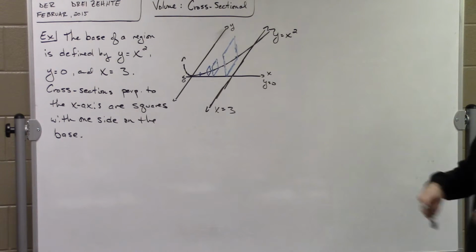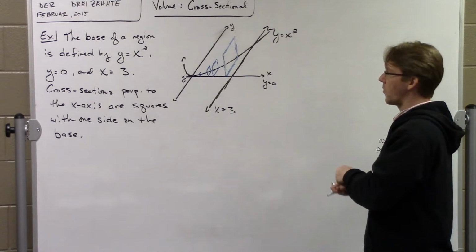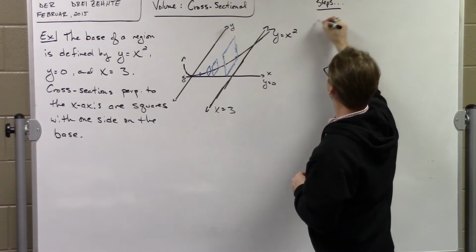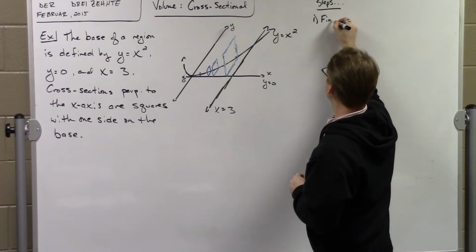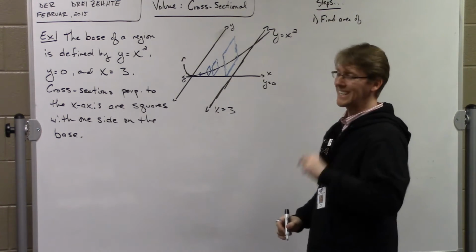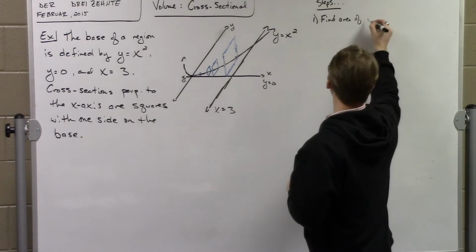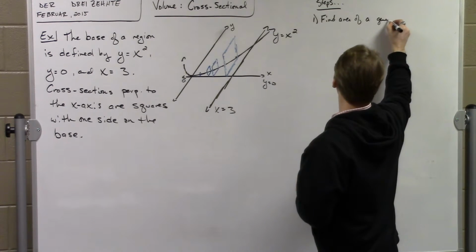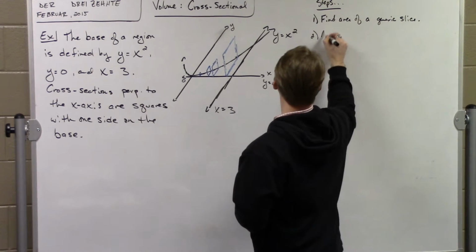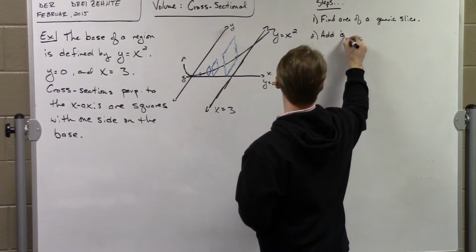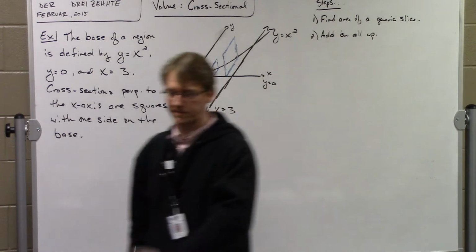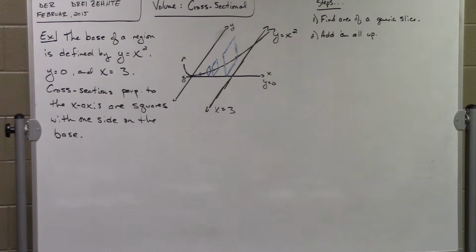Okay, so two steps to solving these. Step number 1: find the area of any given slice, so of a generic slice. Step 2: add them all up. The second part's actually the easy one. The first one can get rather difficult.